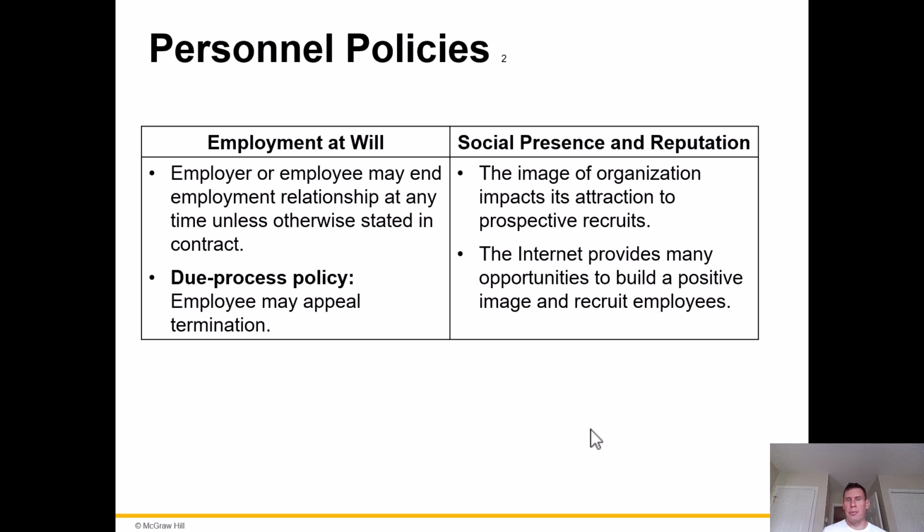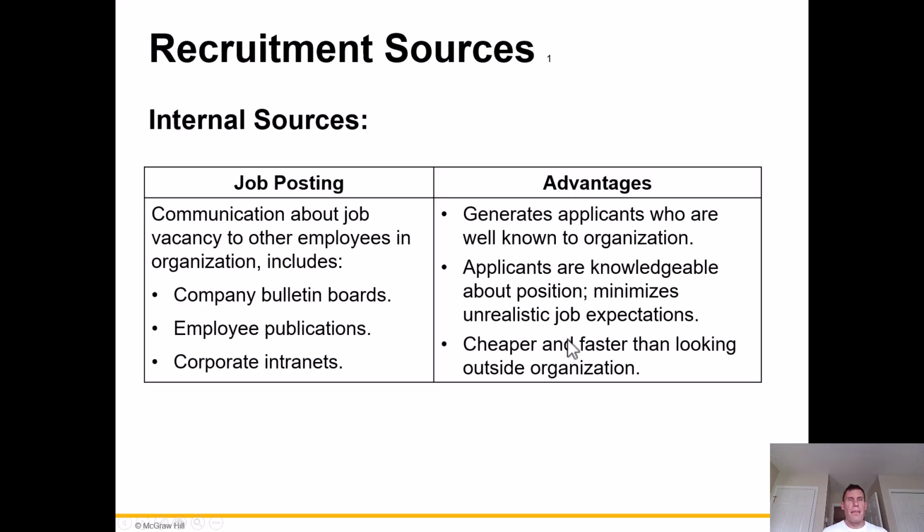Social presence and reputation. So the image of the organization impacts its attraction to prospective recruits. And of course, the internet provides many opportunities to build a positive image and recruit employees. It also provides many negative ones too, if you're not careful. Again, this is why companies have, in probably the last decade or so, really kind of latched onto social media and the power of that and how that helps their optics.